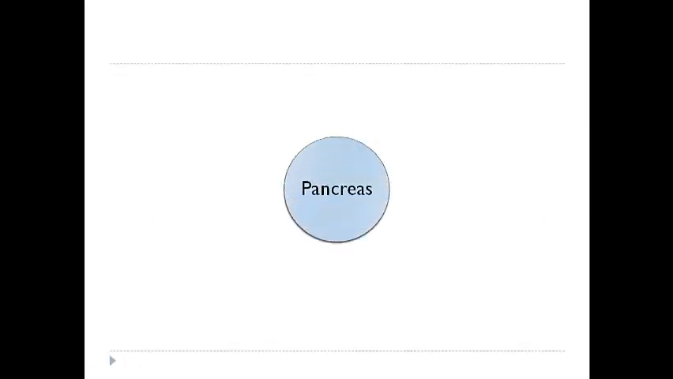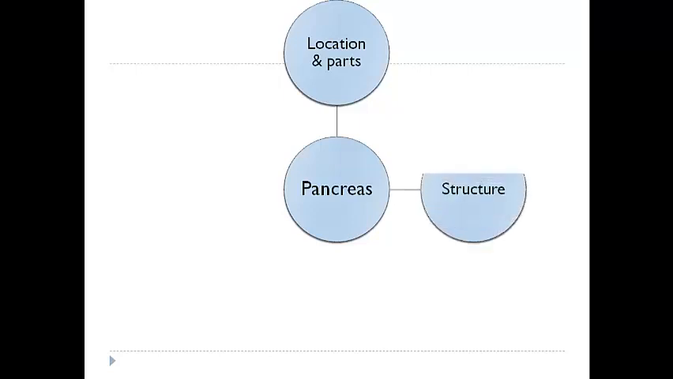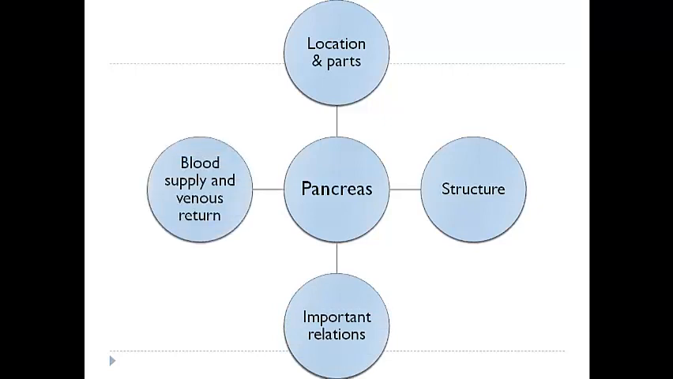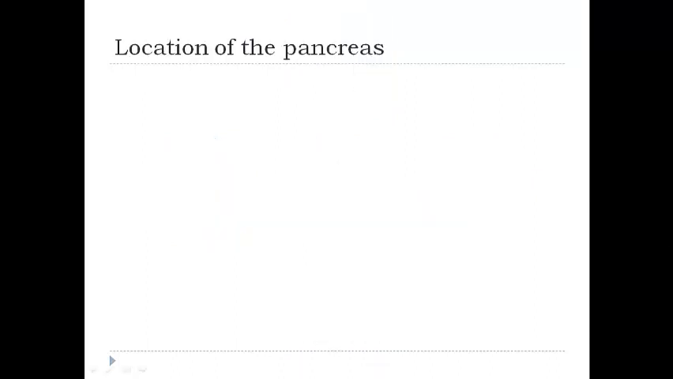Okay, so as usual, just a quick summary of what we're going to go through today. We're going to look at the location of the pancreas. We're going to find out where it's located in the body. We're going to look at the different parts of the pancreas. We're just going to briefly touch on the internal structure of the pancreas, what it looks like under the microscope. Obviously, we're going to look at the important relations of the pancreas, and again, as always, we're going to look at the blood supply and venous return of the pancreas. So, let's just jump right into it.